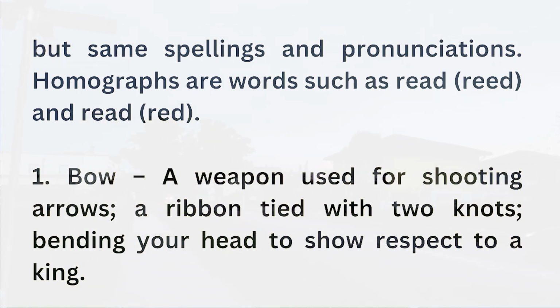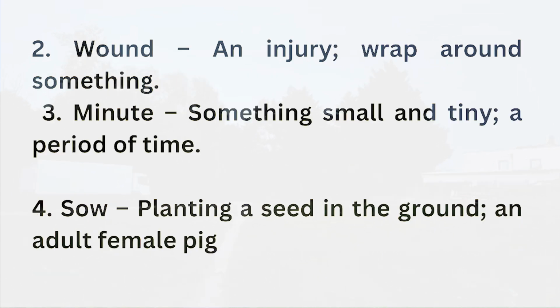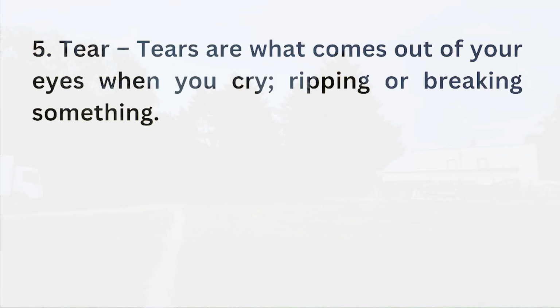1. Bow: a weapon used for shooting arrows, a ribbon tied with 2 knots, bending your head to show respect to a king. 2. Wound: an injury, wrap around something. 3. Minute: very small and tiny, a period of time. 4. Sow: planting a seed in the ground, an adult female pig. 5. Tear: tears are what comes out of your eyes when you cry, ripping or breaking something.